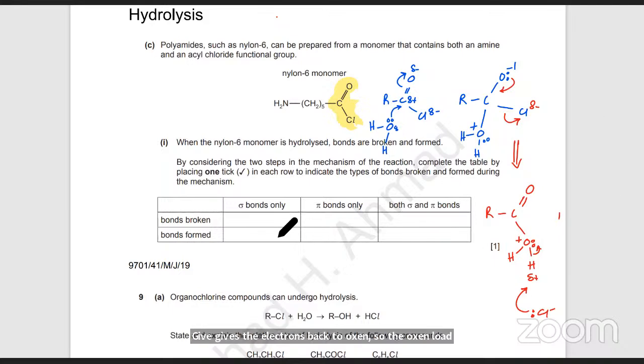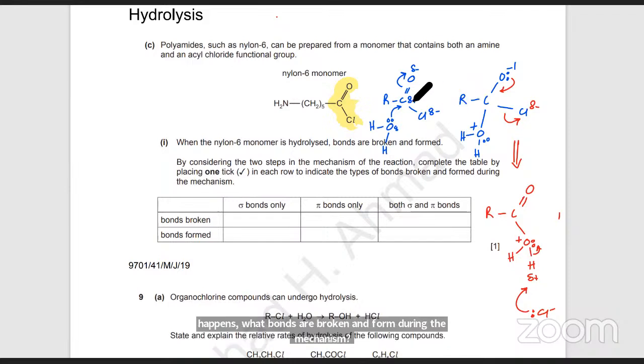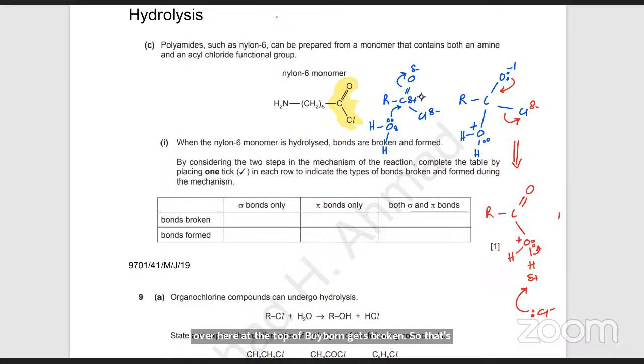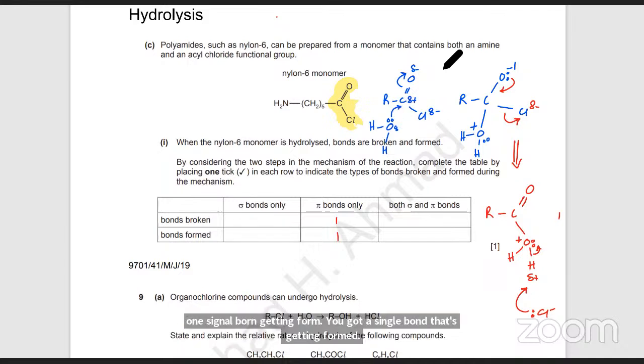That's the whole substitution. So the question now is, what happens to this molecule when it's hydrolyzed? What bonds are broken and formed during the mechanism? He's talking about the mechanism. So the first thing is, over here at the top, a pi bond gets broken. So that's 1 pi bond getting broken, and 1 sigma bond getting formed. You've got a single bond that's getting formed. So 1 pi bond is broken and 1 sigma bond is formed.